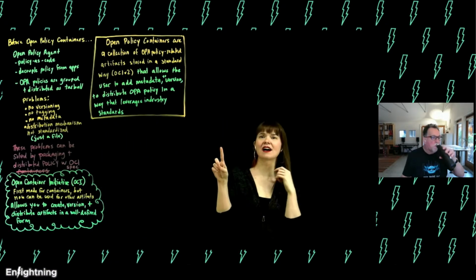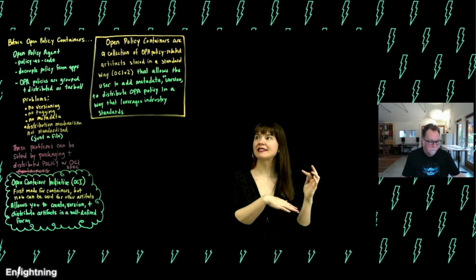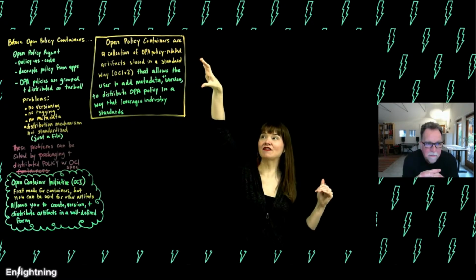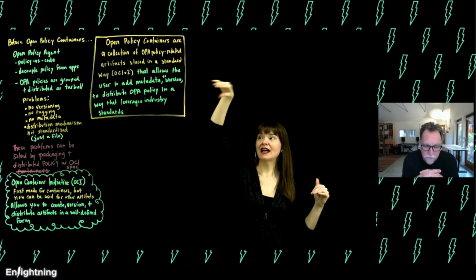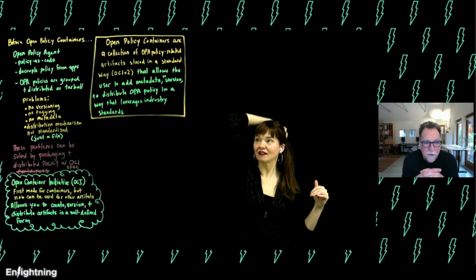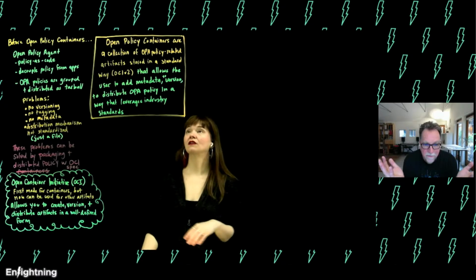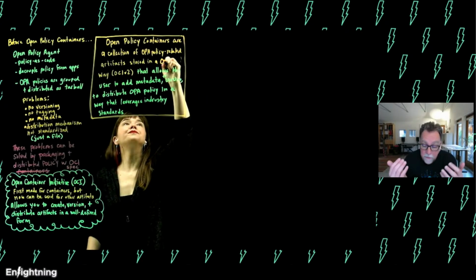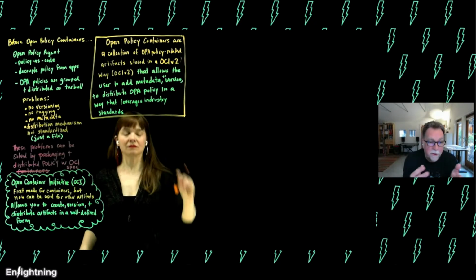I want to talk about, maybe it would be worthwhile to say what's in a bundle. First of all, I want to validate this. I've come up with a definition as you were talking. Open policy containers are a collection of OPA policy-related artifacts stored in a standard way inside an OCI image. Yes, stored as an OCI v2 image. And by being an OCI image, a container image, you gain all these properties that you listed after that, right?